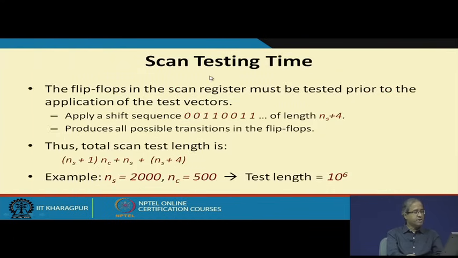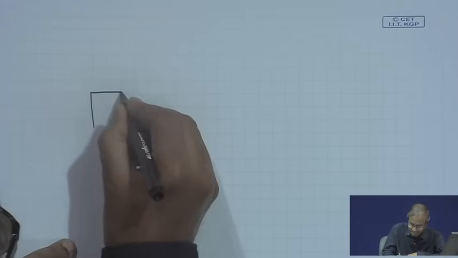Now, talking about the scan testing time, we have only talked about how to apply the combinational test vectors, but what about the flip flops, the shift registers? Now, there is a standard way for testing shift registers. This says that you apply a shift sequence 0 0 1 1 0 0 1 1 like this. Let us take an example and illustrate what this means.